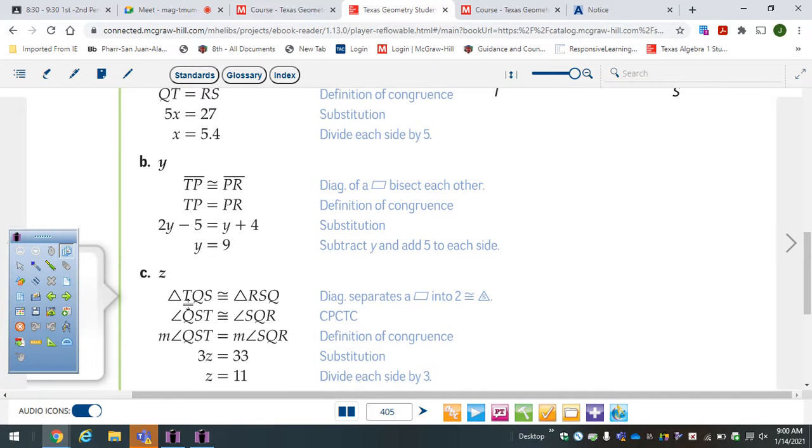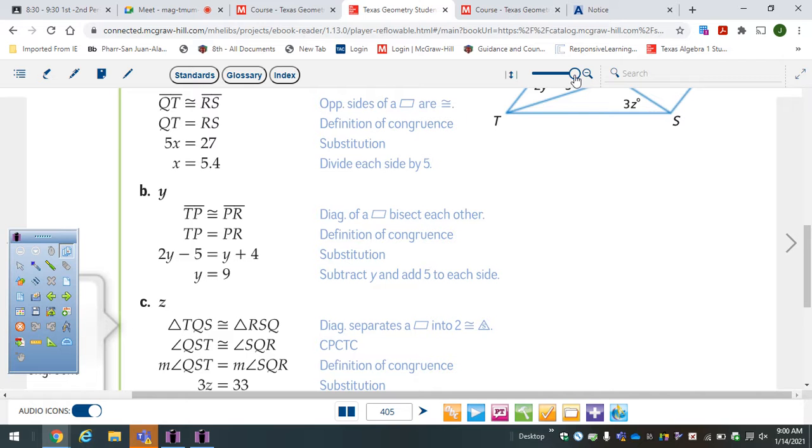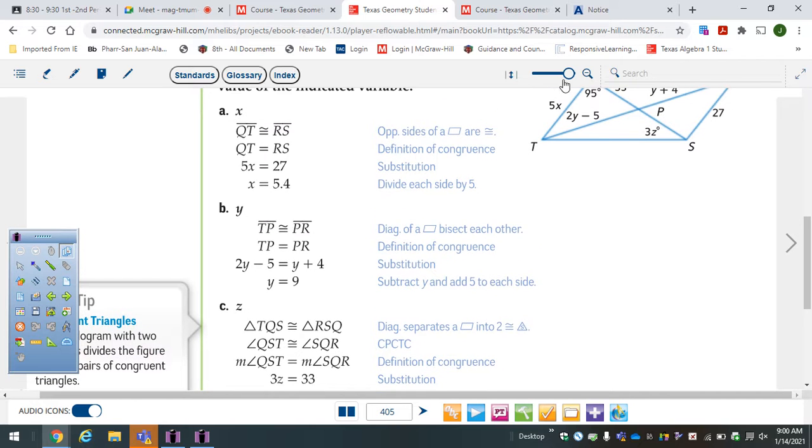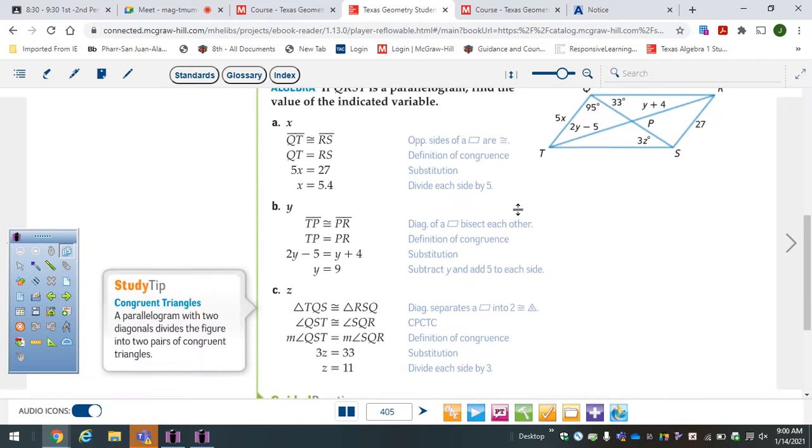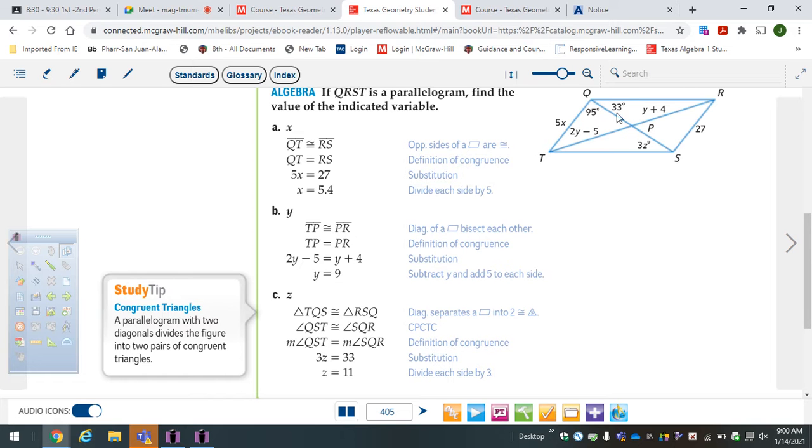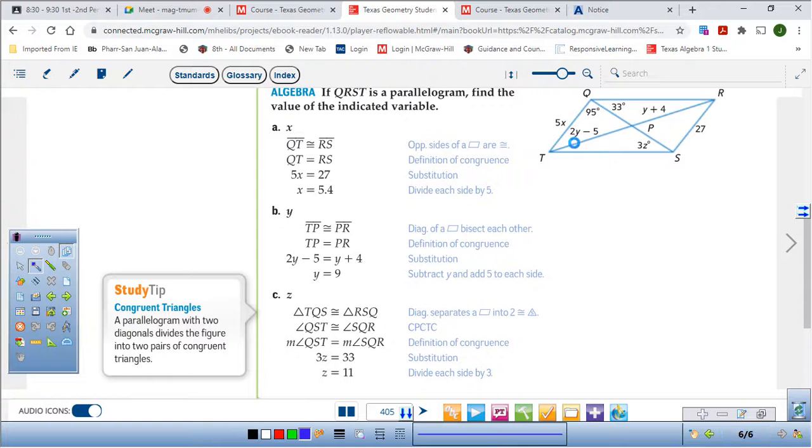So that angle, let me see, let me zoom out. Zoom out some more. Okay, so TQS, so they went the other way, my bad.